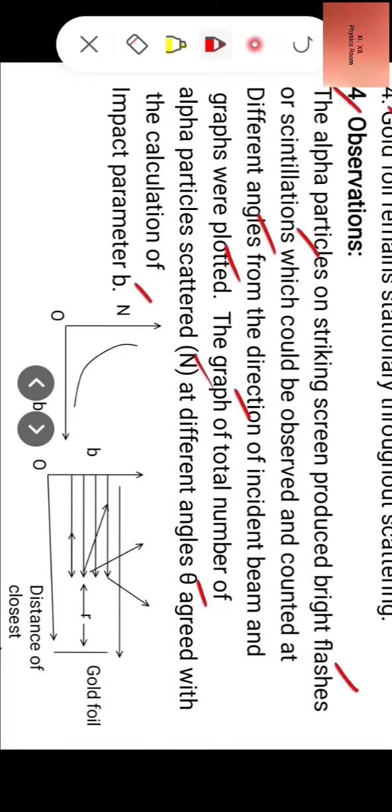Here you can see in the diagrams, this is the plot of the number of particles scattered n versus impact parameter b, and this is the particles scattered at different angles, and r is the distance of closest approach to the gold foil.